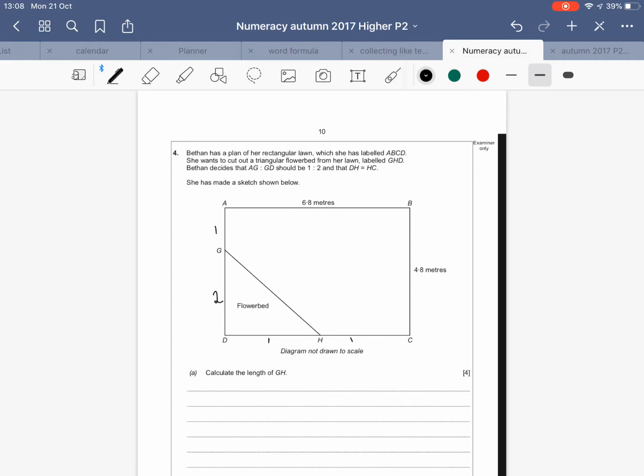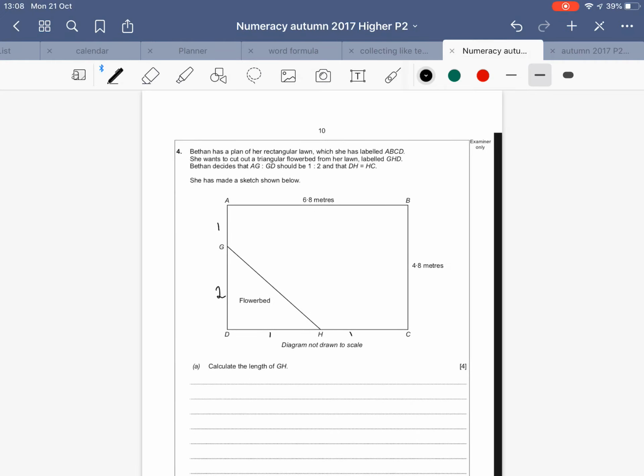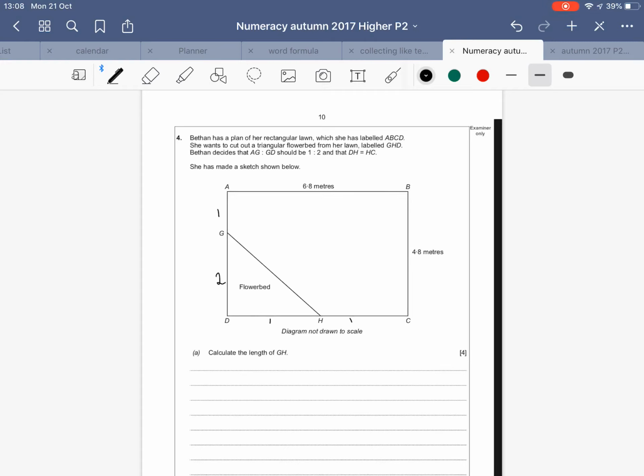And we have those lengths, so I feel like that's what you should start with. So you'll be able to calculate this length here by using Pythagoras. So we first want to get our length AG and GD. So if this is 4.8 meters, all of it, we want to split this 1 to 2. We're going to split that into 3, which is 1.6. So this length is 1.6. This length is double 1.6, so 3.2.